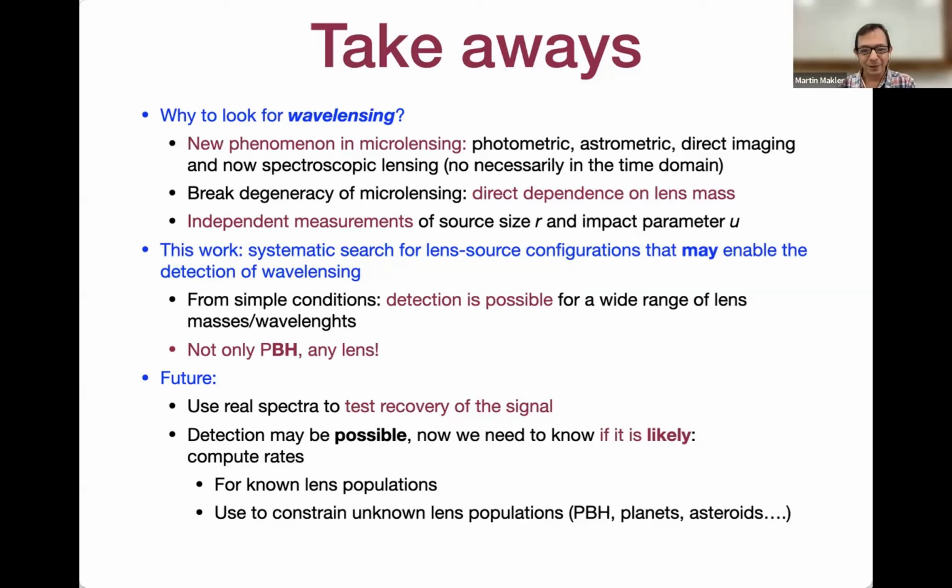Now, is it likely? We should consider the rates of production of these, the rates at which we would have events that produce wavelensing for known lens and source populations, but also what we would expect, for example, for a population of dark matter in the form of primordial black holes or anything else. And how we can use the unobservability of these, if we don't see them in real spectra, to set constraints on the lens population.